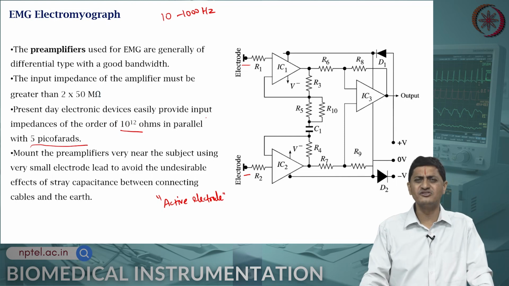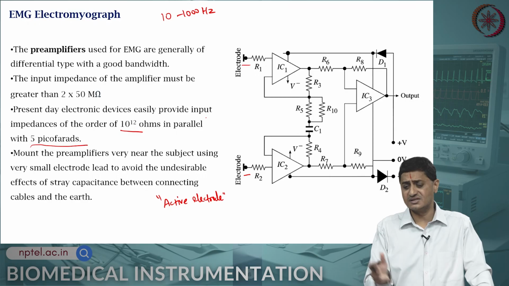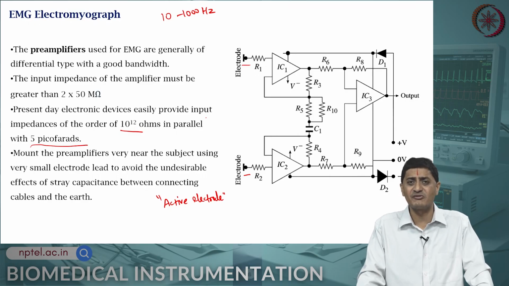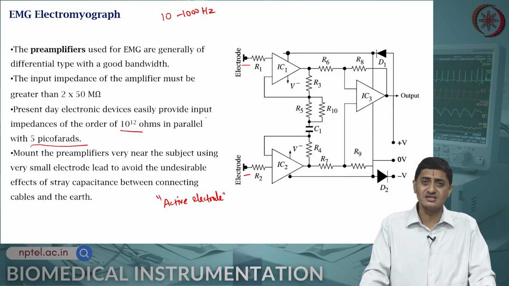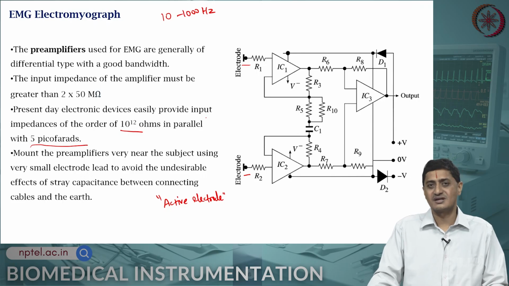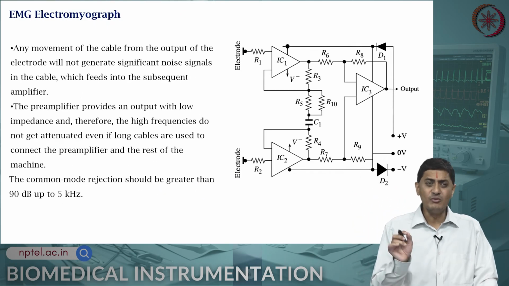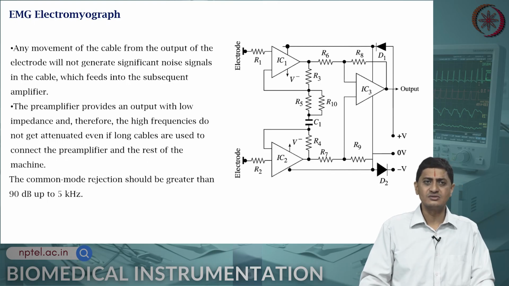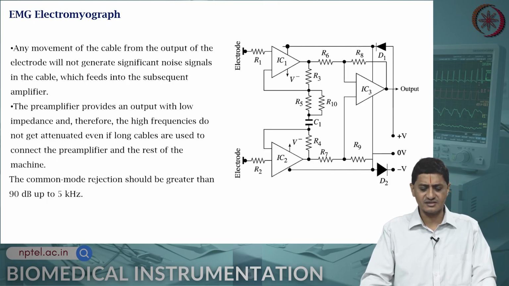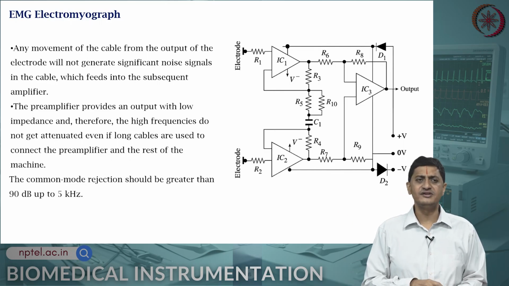It is beyond the scope of this course to teach you what a differential amplifier is, how it works, what the two-stage instrumentation amplifier is, etc. Please do refresh and review these contents for your own knowledge and understanding. Okay. So, any movement of the cable from the output of the electrode will not generate sufficient noise signal, because this will then feed into the subsequent amplifier.